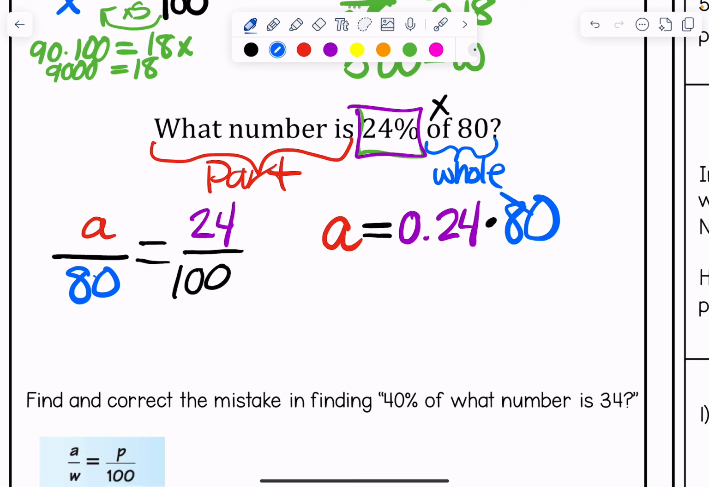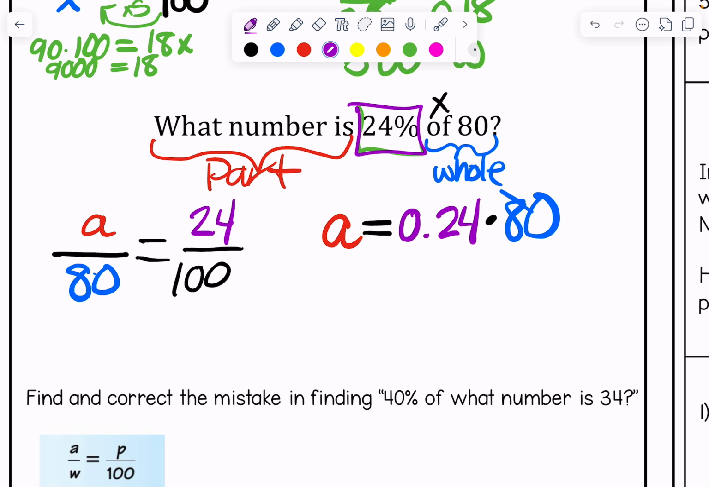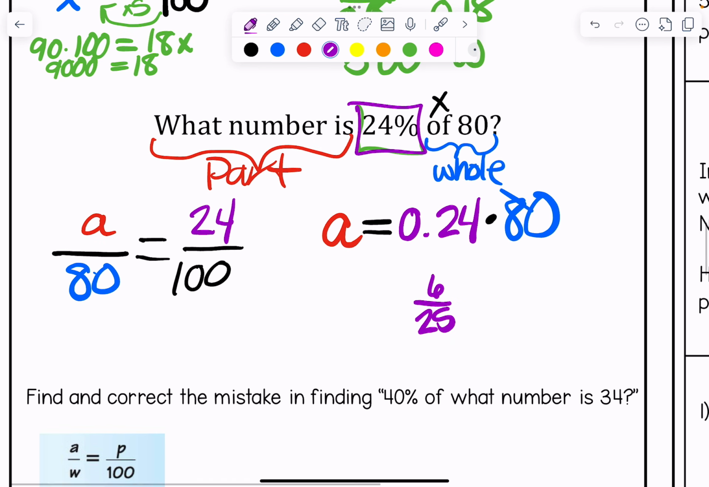So I could take 24 hundredths times 80. I could also write 24% as a fraction and think of it that way. So that would be 24 hundredths, and then if we simplified, I'd end up getting 6/25 times 80 would be another way that we could solve for that part.